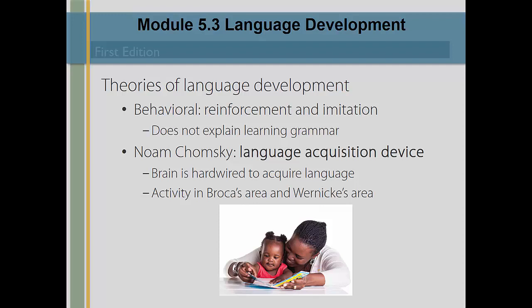Broca's area, which is the left frontal lobe, contributes to the production of speech, and Wernicke's area contributes to the ability to understand speech and sentences.